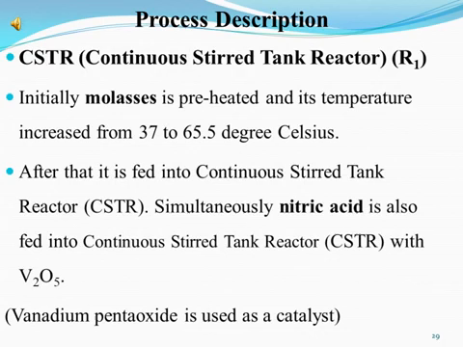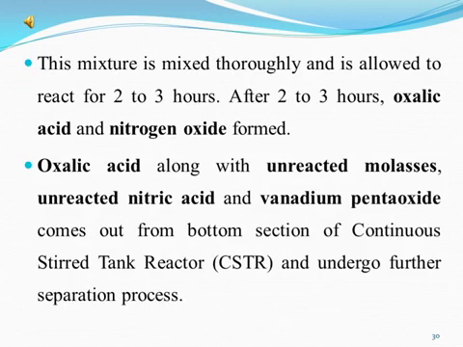Simultaneously, nitric acid is also fed into the continuous stirred tank reactor, CSTR, with vanadium pentoxide. As you know, in this reaction, vanadium pentoxide is used as a catalyst. Now this mixture is mixed thoroughly and is allowed to react for 2 to 3 hours. After 2 to 3 hours, oxalic acid and nitrogen oxide are formed.